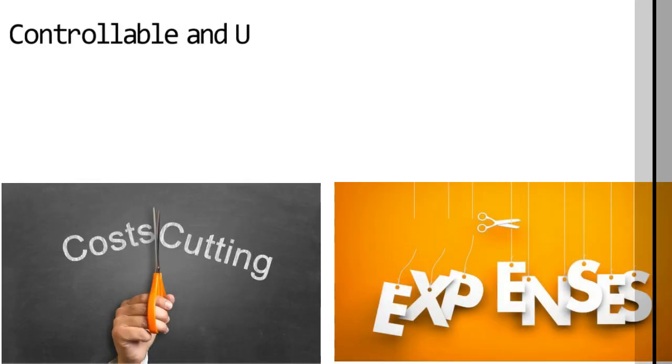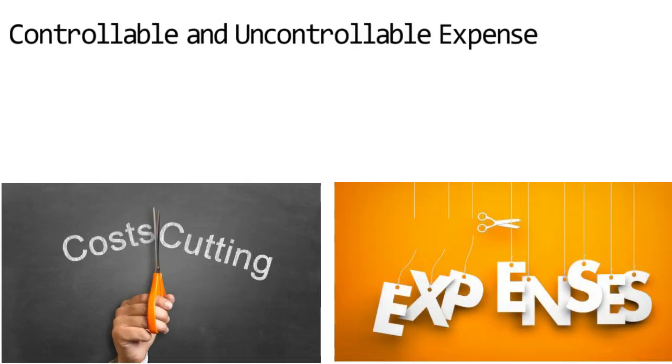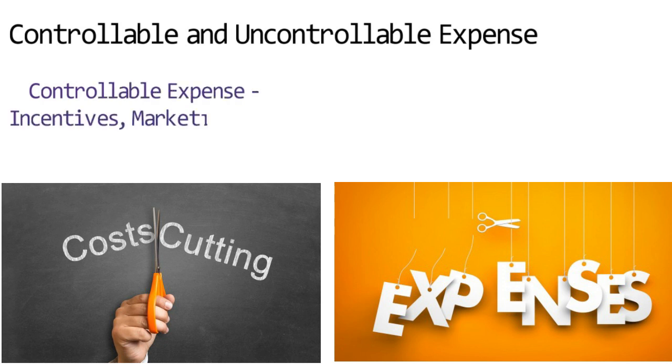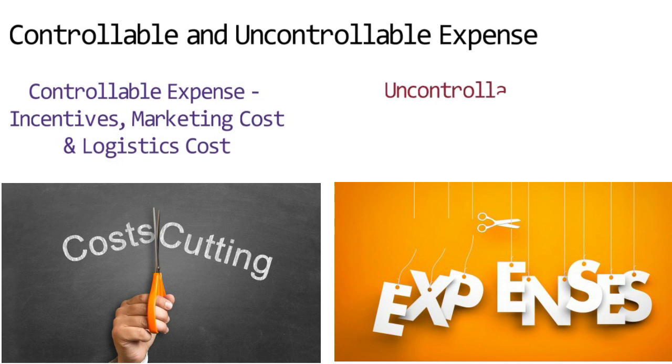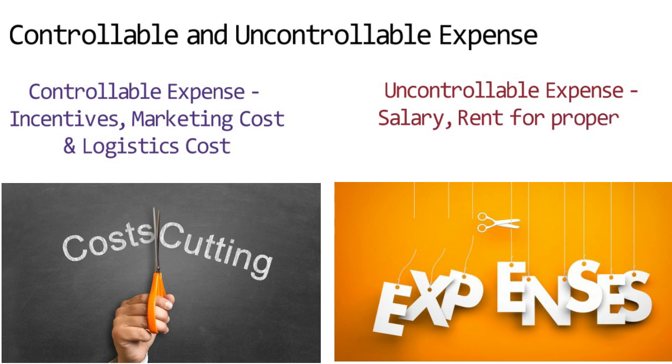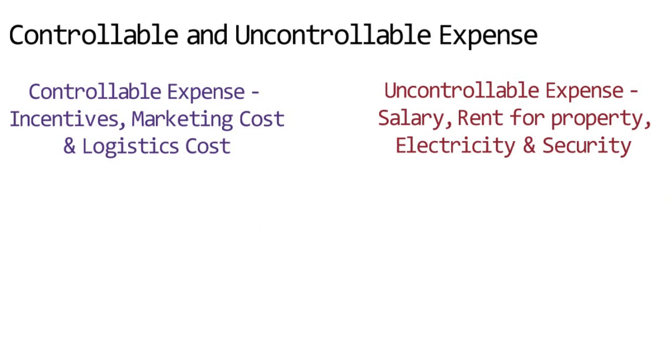Also, one should be aware that each and every profit and loss statement has controllable expenses and uncontrollable expenses. Controllable expenses are those which can be controlled. Examples for controllable expenses are incentives or bonus paid for the employees, marketing cost spent on the advertisements, and distribution and logistics cost. And uncontrollable expenses are those which cannot be directly controlled. For example, salary paid for the employees, electricity bill, rent paid for the property, housekeeping and security expenses. All these expenses are called as uncontrollable expenses.